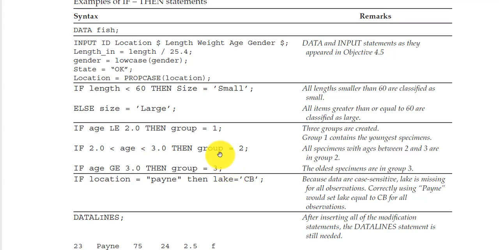So with the else statement, you could catch anything from when this condition isn't satisfied. Here you can have multiple if-then statements such as this, and these conditions on age encompass all of the possible values for age, so an else statement wasn't needed here.